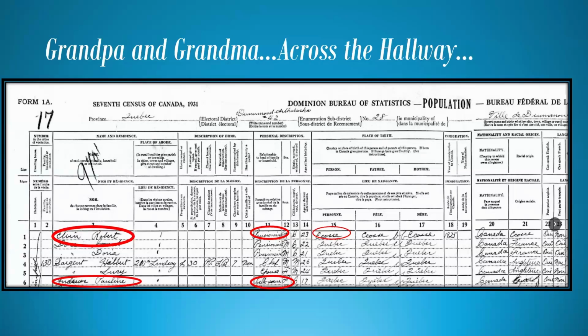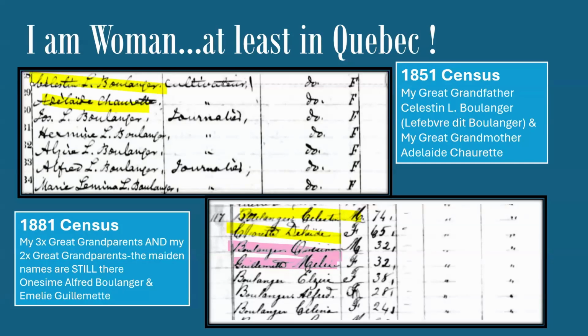Now, here's another thing that is very important. I am woman, at least in Quebec. Those of you who are going to wander into Quebec land and do not speak French, you can still figure it out, but I'm going to give you some key things to know. One of those is this actual census from 1851. It lists my 3 times great-grandfather, Celestin, a farmer, and underneath him is a woman named Adelaide Charette. If you didn't know, you would wonder who this person is. Well, she was his wife.